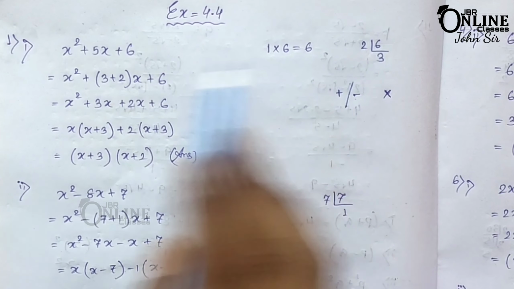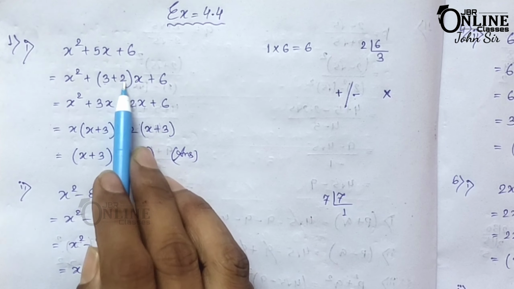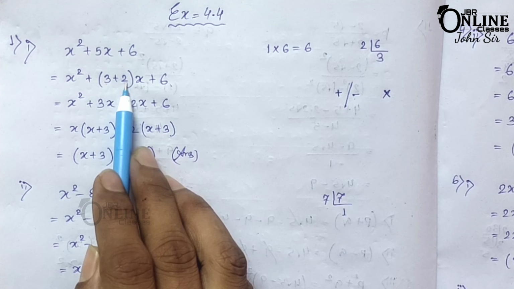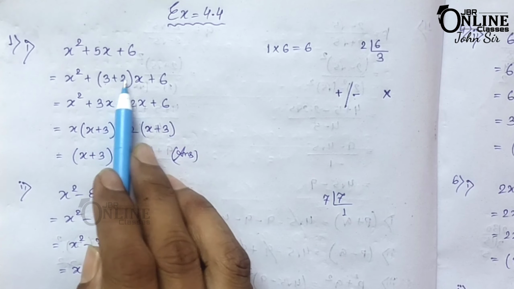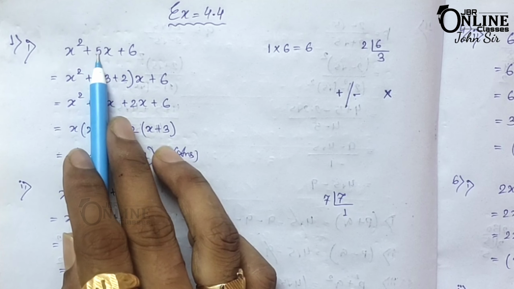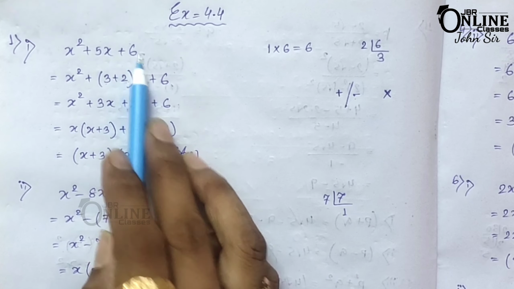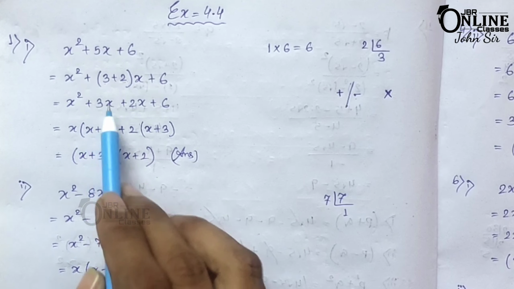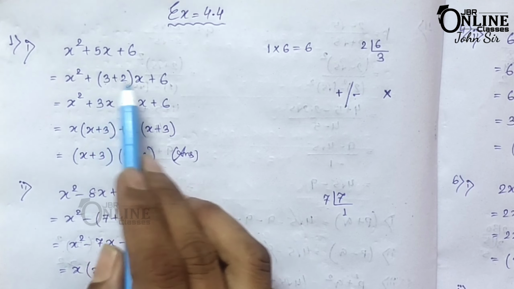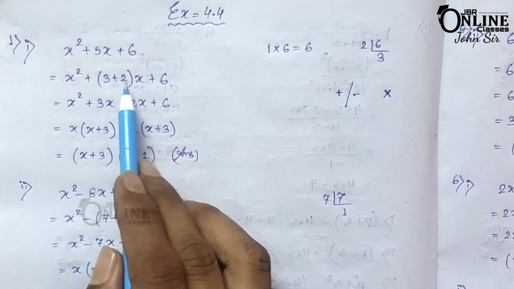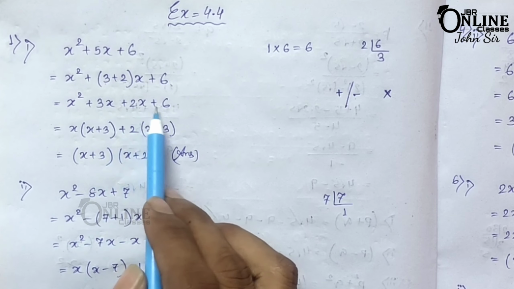So here 3 plus 2 becomes 5. First write down the greater number and then the smaller number, remember that. So instead of 5, write down 3 plus 2, then again x, and the last one plus 6. Now just open the bracket. x multiplied with 3 becomes 3x, and x multiplied with 2 becomes 2x. So here x square plus 3x plus 2x plus 6.